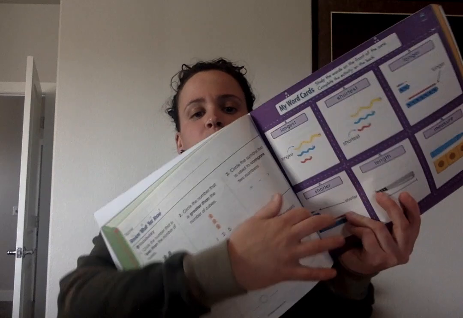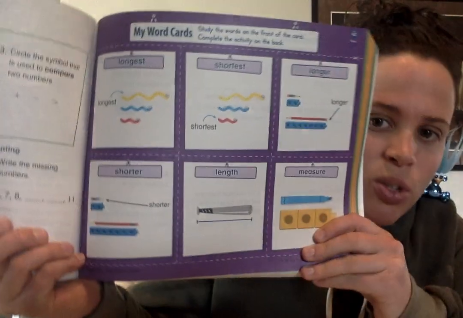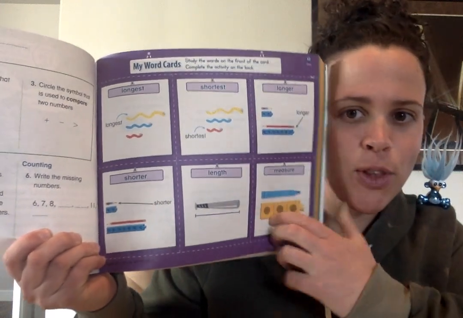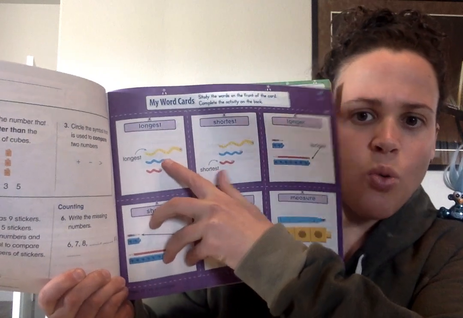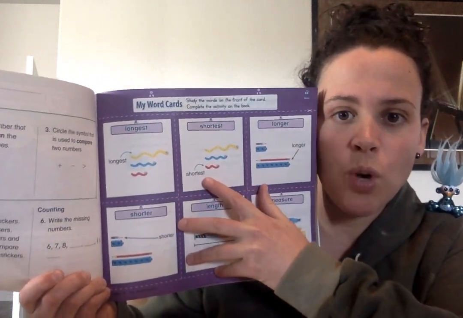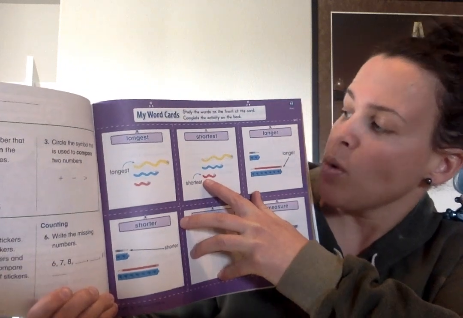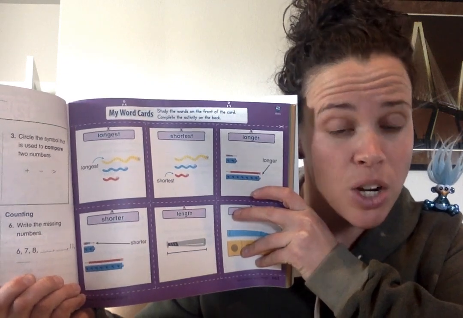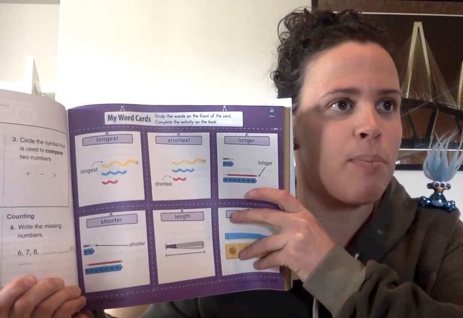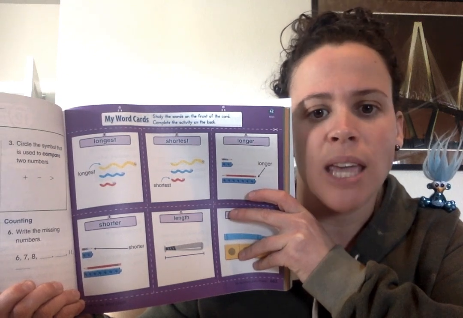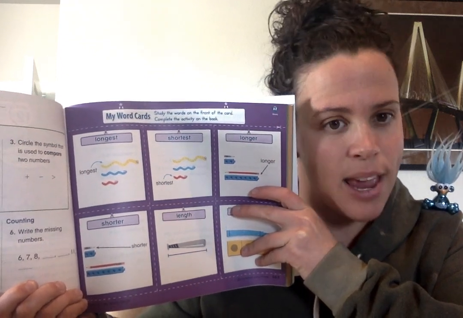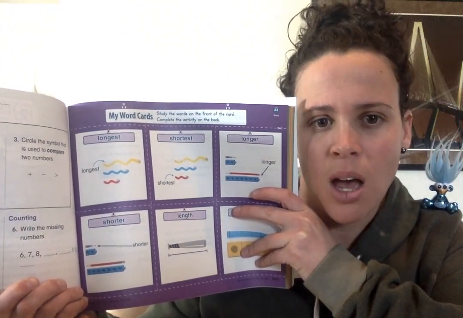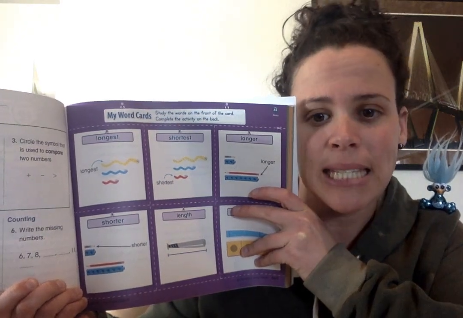Here are some vocabulary words that you will need to know. You have longest. If you look at the little worms up here, the yellow worm is the longest. You have the word shortest. The red worm is the shortest. You have the word longer. If you were to compare a crayon and a marker, you would say the marker is longer than the crayon. You have the word shorter, again comparing things. What's longer, what's shorter, what's the longest?